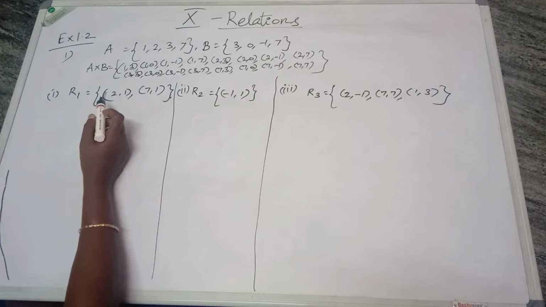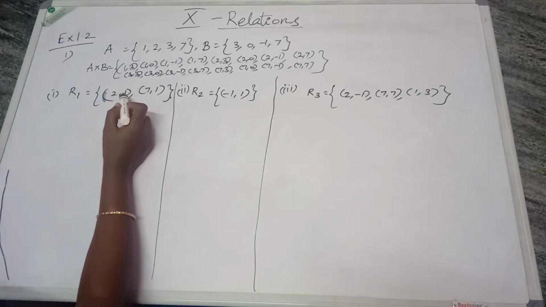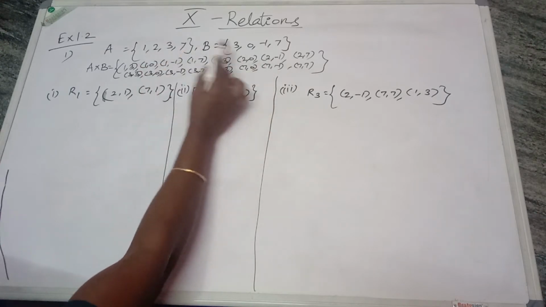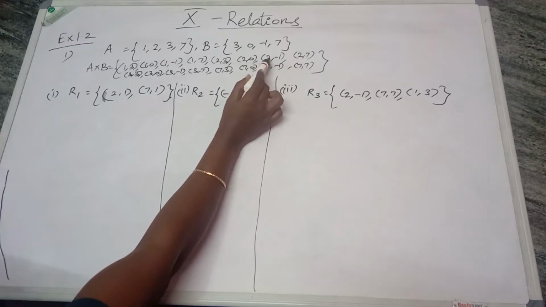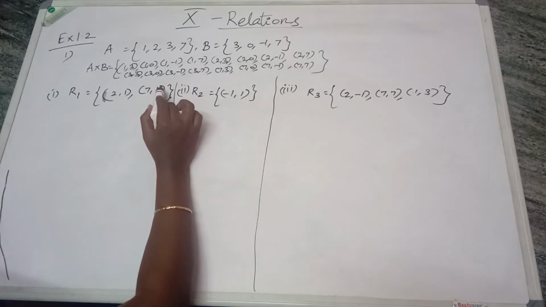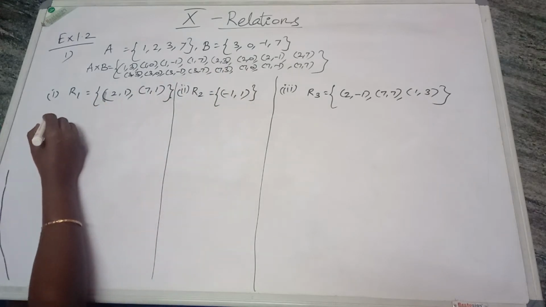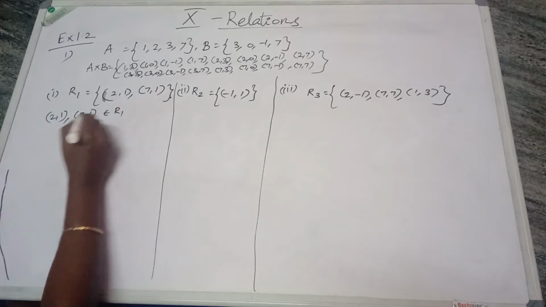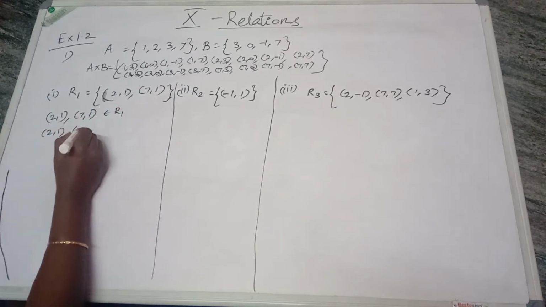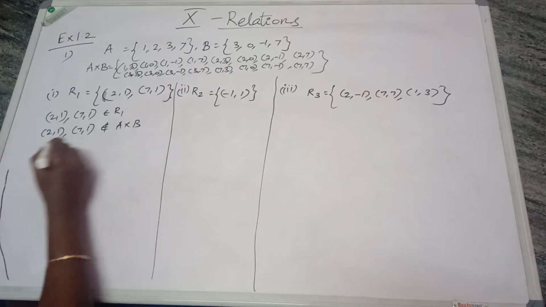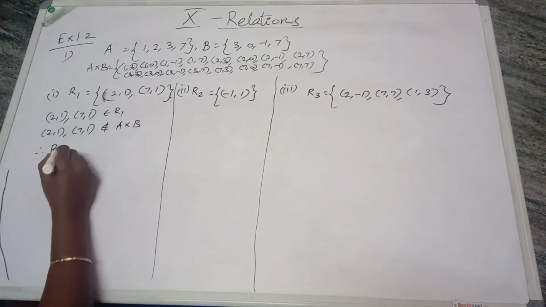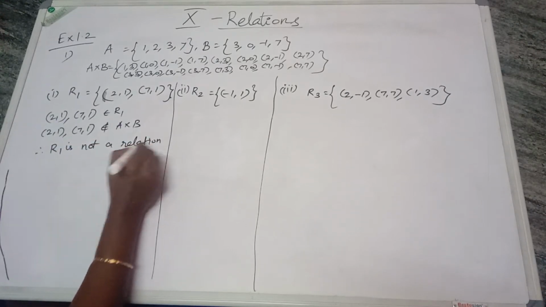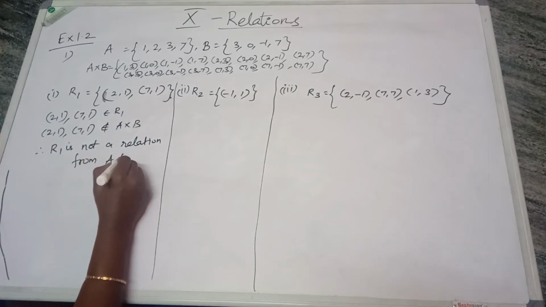We can come to the conclusion like that. So we have to see whether (2, 1) is here or not. Here there is no (2, 1). (2, -1) is the only one here in A cross B. And (7, 1) is also not there. So these two elements (2, 1) and (7, 1) are in R1, but these two elements do not belong to A cross B. Therefore, the given set R1 is not a relation from the set A to the set B.